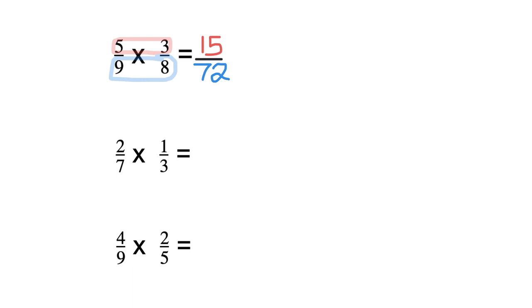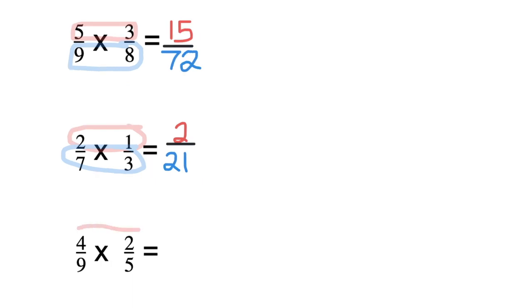So for our next one, our numerators are 2 times 1, which is 2. Our denominators are 7 times 3, which gives us 21. So for now, we have 2/21. For our last one, we have numerators of 4 times 2, which gives us 8. And then for our denominators, we have 9 times 5, which gives us 45. So for now, we have 8/45.